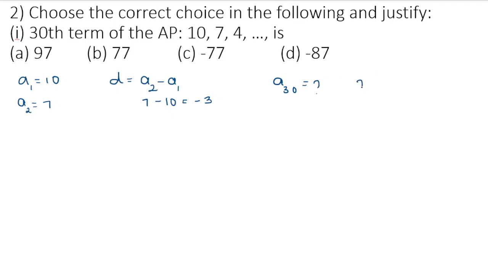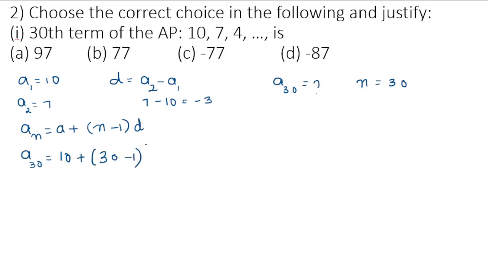Now the question is we have to find the 30th term. We don't know it, and n is 30, the 30th position. N is 30. Now we have to write the formula. What is the formula? An is equal to a plus n minus 1 into D. An we don't know, that is a30 is equal to a, which is 10, plus n minus 1, that is 30 minus 1, into D.